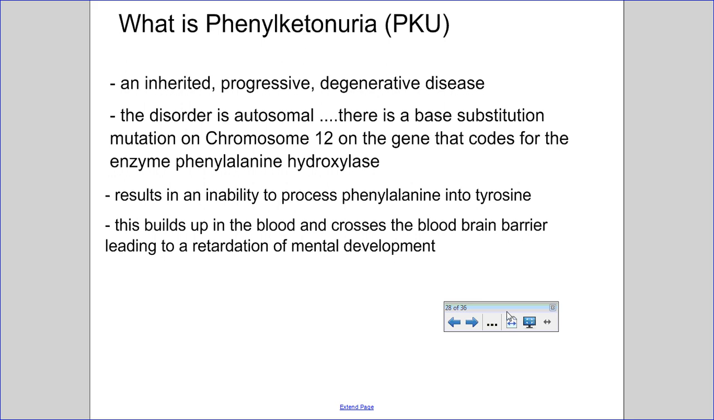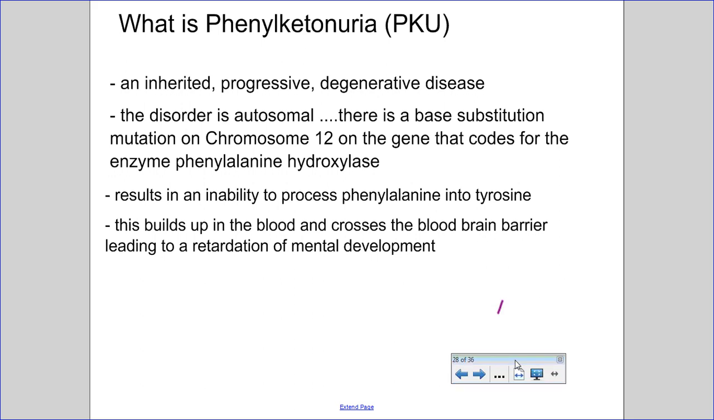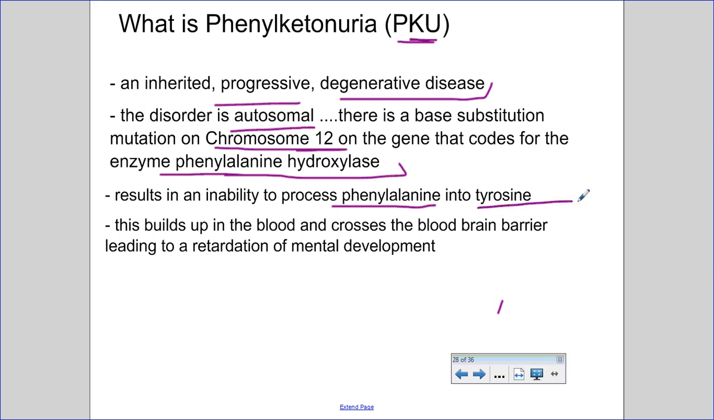So genetic conditions that can lead to malnutrition include one called phenylketonuria, which is short for PKU. This is basically an inherited, genetic, progressive, and degenerative disease. The disorder is autosomal, meaning it's genetic. There is a base substitution mutation on chromosome 12 on the gene that codes for the enzyme phenylalanine hydroxylase. This will result in the inability to process phenylalanine into the amino acid tyrosine.